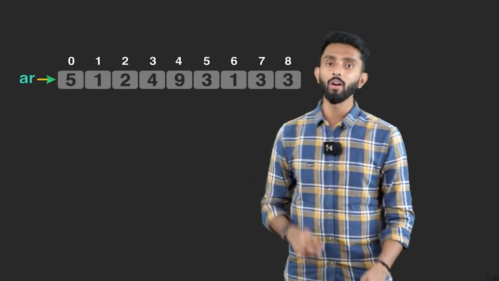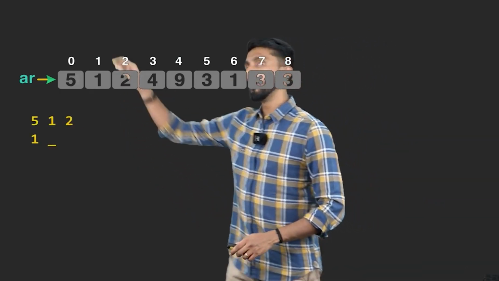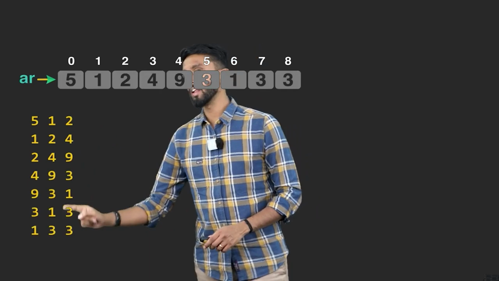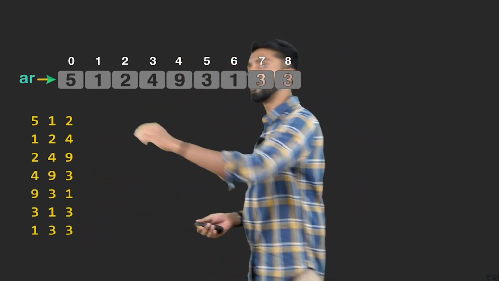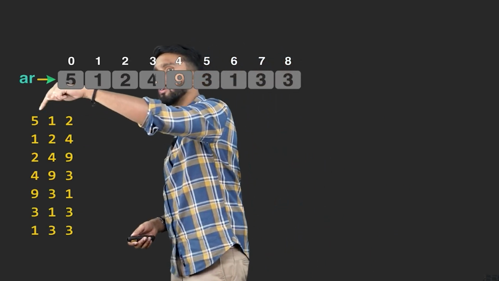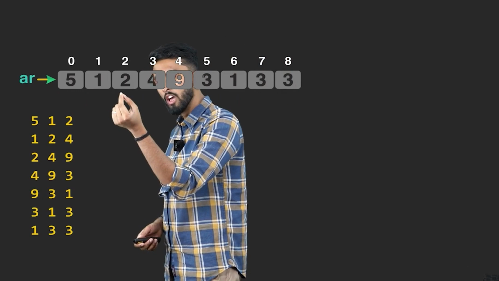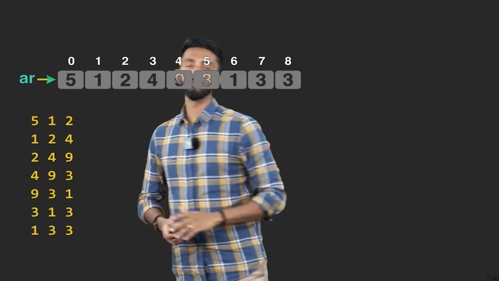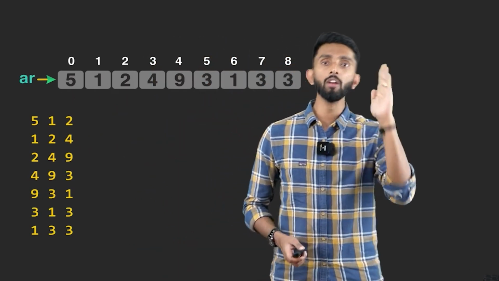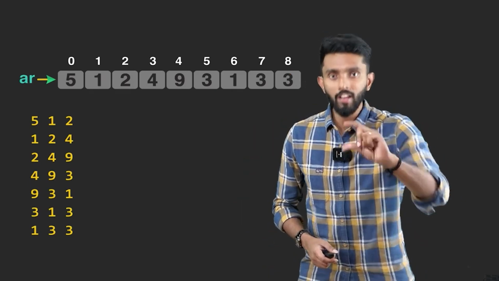Okay. Now let's try to understand. First of all, these are the subarrays that I need to print. Correct or not? Now, if you look at this subarray, this 5, 1, 2. What is this? This 5, this 1, this 2. Which means I should start from 5 and print till 2. Correct or not? Now, I should print 5, then I should print 1, then I should print 2.